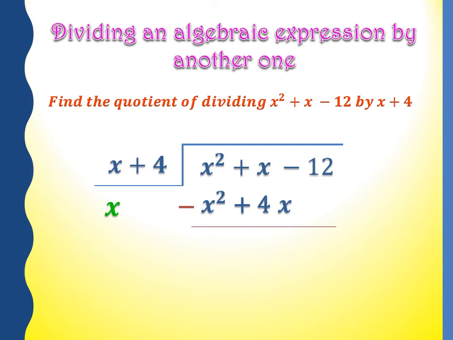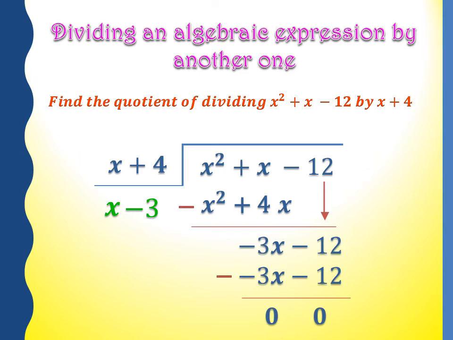Subtract. After subtracting, bring down the third term and repeat by dividing first term by first term. Negative 3x divided by x gives me negative 3. Multiply this negative 3 by the terms of the divisor gives me negative 3x, negative 12. Subtract. Here we have finished our long division for the algebraic expressions. Then the quotient is x minus 3.